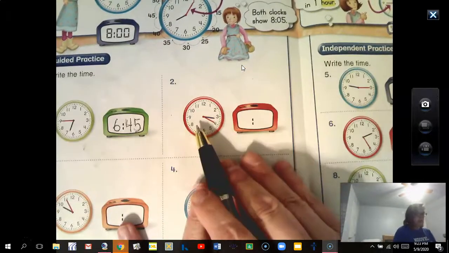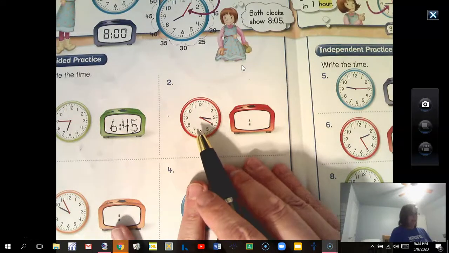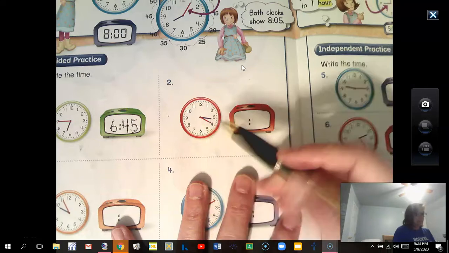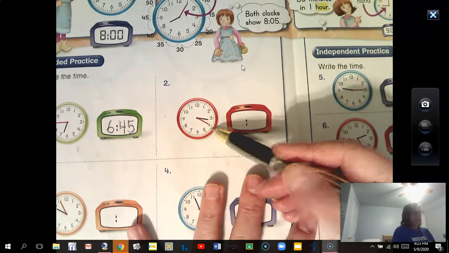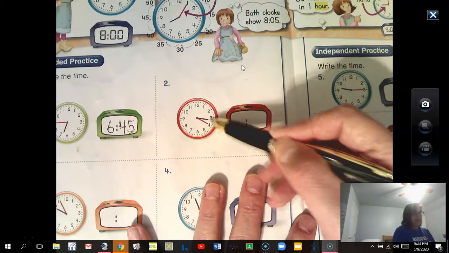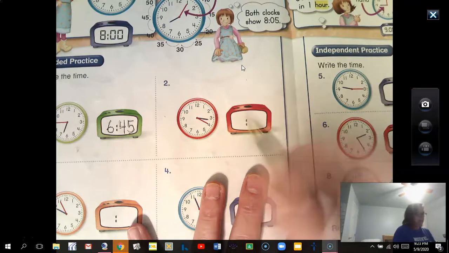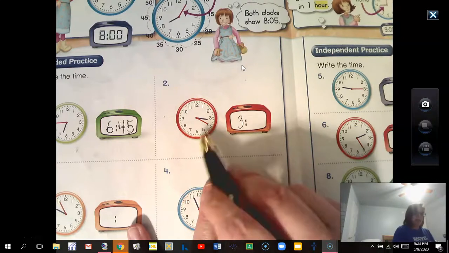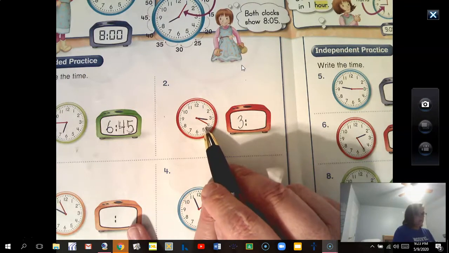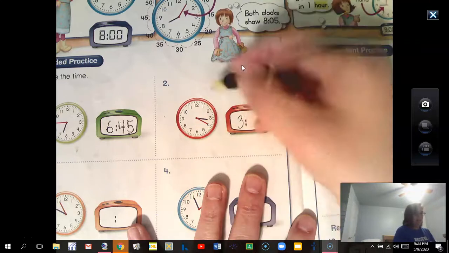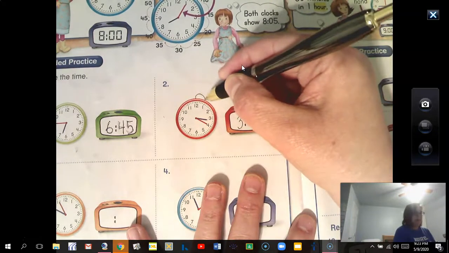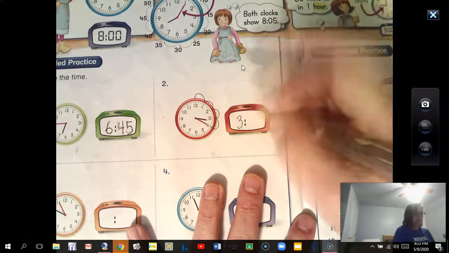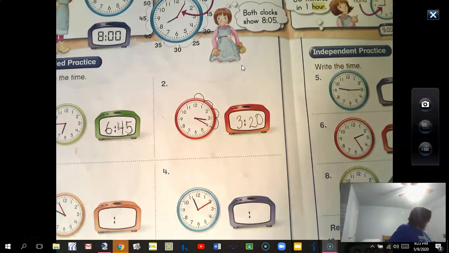Okay, we're going to go to number 2. Let's take a look at the hour hand. Again, that's where we begin. It is the shorter hand, and it is between 3 and 4. So again, I'm thinking it hasn't reached the 4 yet. Still on 3. So we write 3 right next to the colon. And then we do the minute hand. We start at the 12, and let's hop around. Help with me. 5, 10, 15, 20. So it is 3:20.